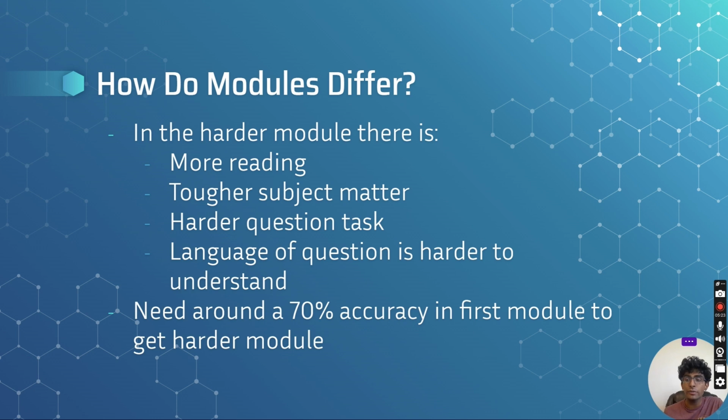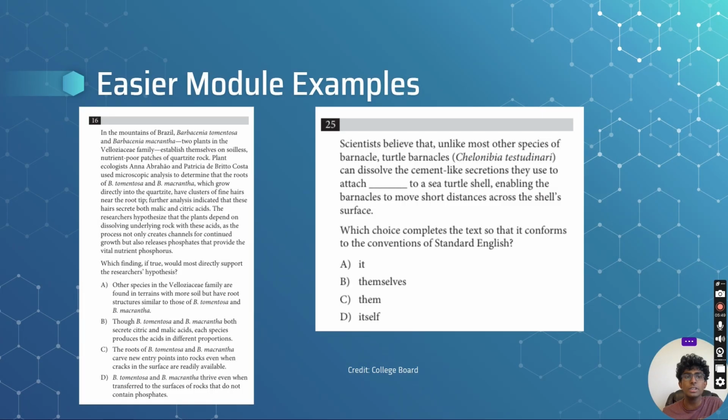The subject matter is going to be a little tougher to understand. You're going to have harder questions to answer, and they're going to be worded in a way that's a little harder to understand. And the final bullet point, that's a little bit of a rough estimate, but you want at least around a 70% accuracy in your first module to get the harder module. Again, it's not an established number, but really you should do as good as you can on the first module because you want to get that harder module to get a top score in that section.